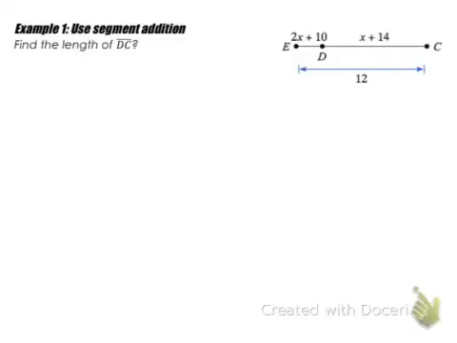So in example 1, we're going to find the length of DC. Using this segment addition postulate, we can see that ED is 2x plus 10, DC is x plus 14, and this 12 means that the entire length of EC is 12. So if we take ED plus DC, that should equal the entire length of EC. So let's write that down.